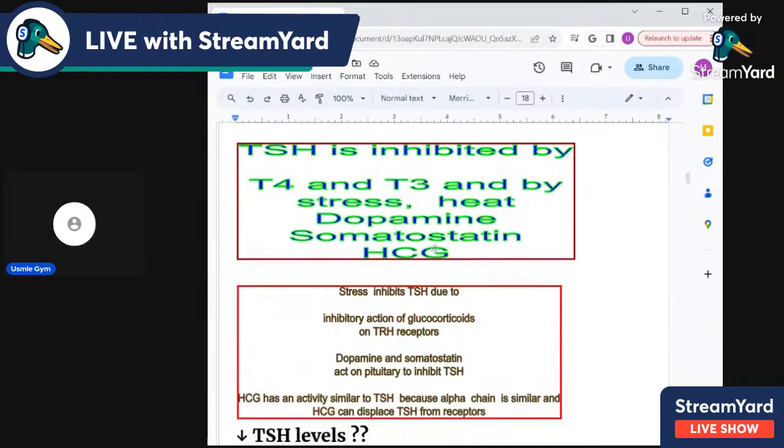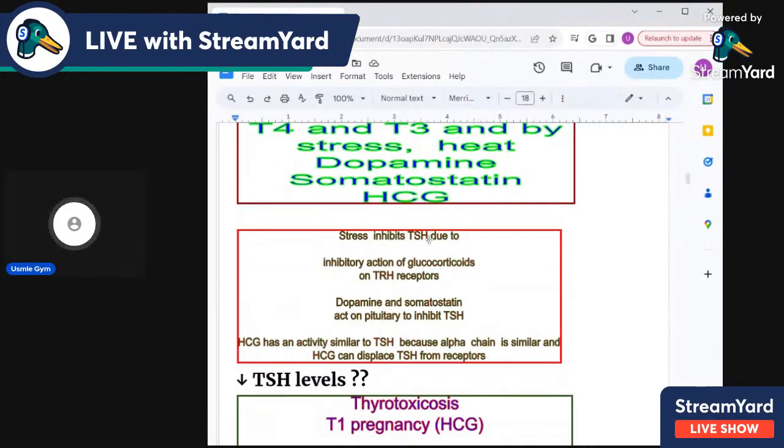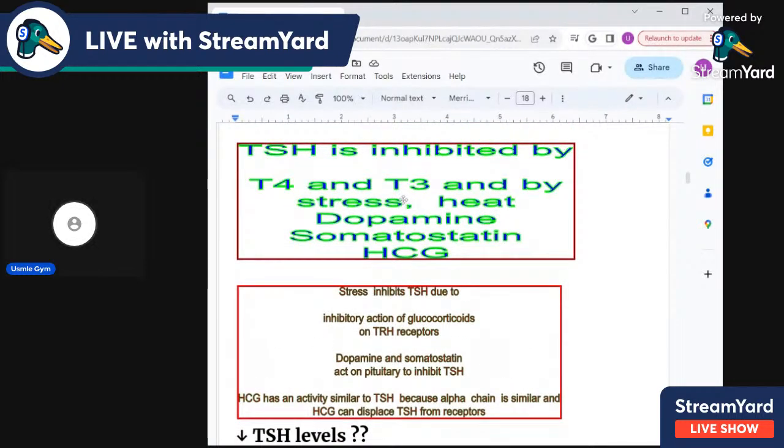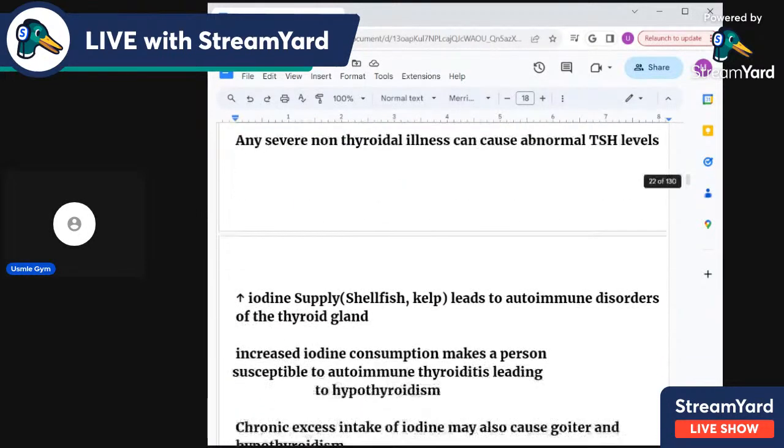TSH is inhibited by T4 and T3 and also by dopamine, stress, heat, somatostatin, and HCG. These are the substances that inhibit the TSH. So what if there is decreased TSH level? The TSH levels are decreased in thyrotoxicosis and first trimester pregnancy. And any severe non-thyroid illness may also cause abnormal TSH levels.